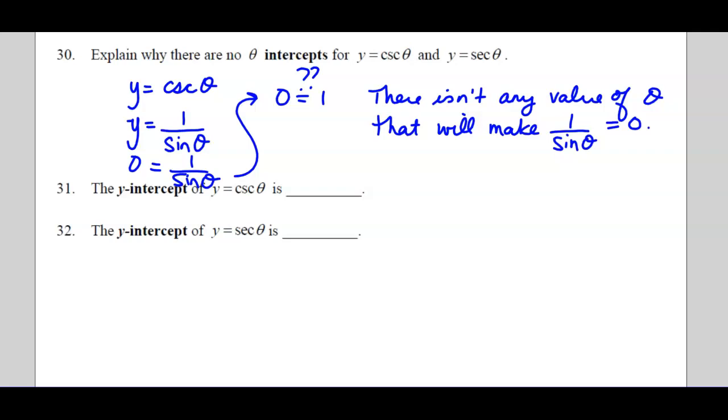So for the intercepts, you can go back to your graph, but try to think about it. Cosecant was the reciprocal of sine. Sine has a y-intercept of 0. When you take the reciprocal of that, you get an asymptote on the y-axis. So there's not going to be a y-intercept. Whereas cos has a y-intercept of 1. So the reciprocal of 1 is 1. That's actually an invariant point. So the y-intercept of secant is 1.